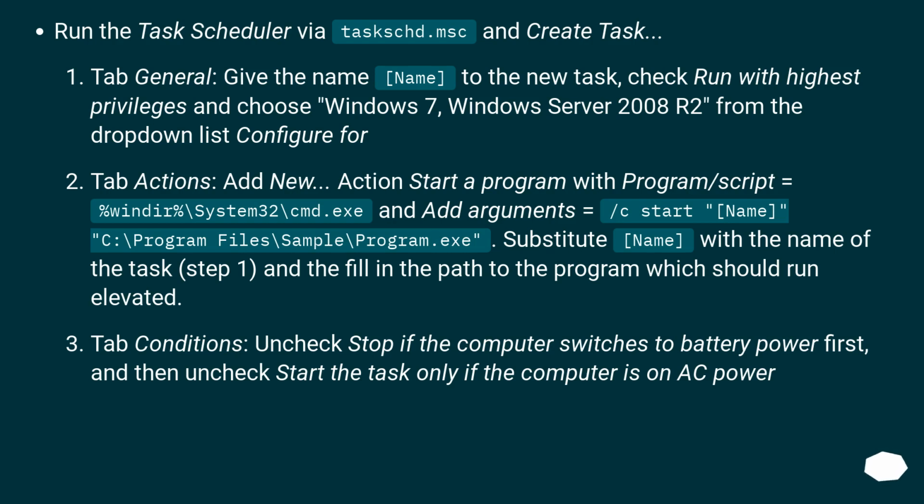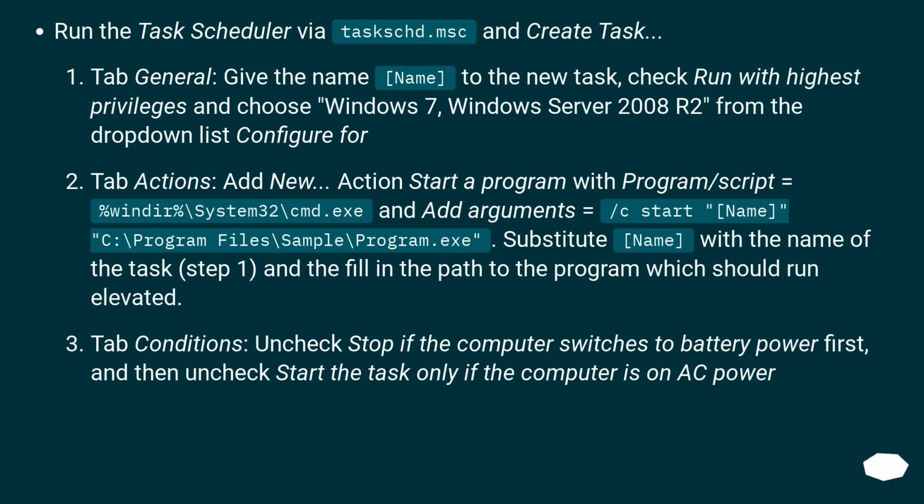Run the Task Scheduler via tasks.msc and create a task. Tab General: give a name to the new task, check Run with highest privileges, and choose Windows 7, Windows Server 2008 R2 from the drop-down list under Configure for.